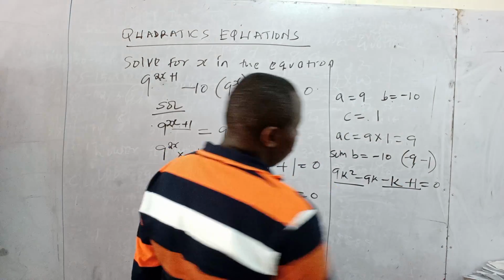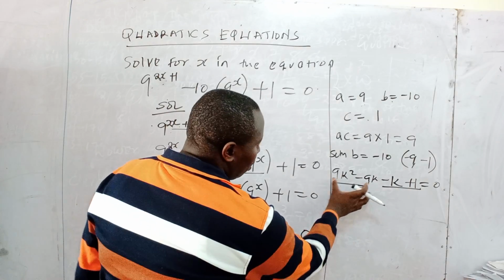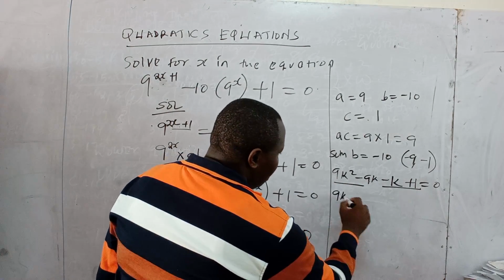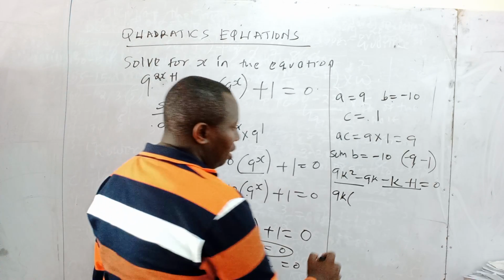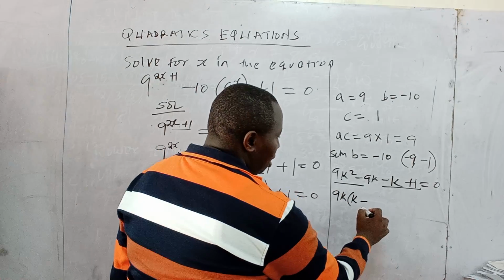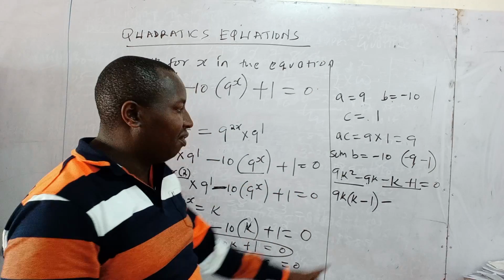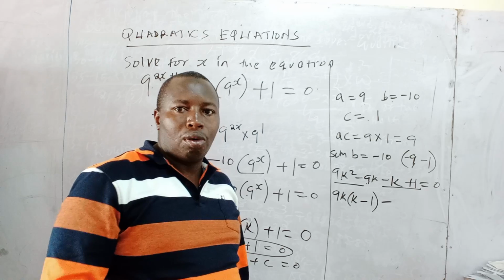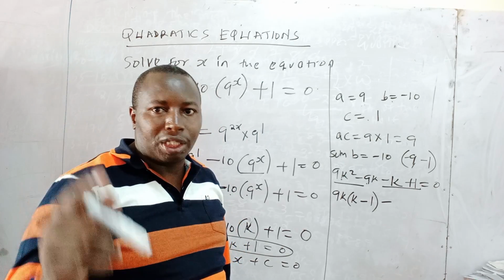Factorize the first two and the last two. Factorization by grouping in form 1. So you group this one. What is common? 9k is common. So you say 9k, so this becomes k minus 1. Then here you have minus k plus 1. 1 is a common factor in all numbers.